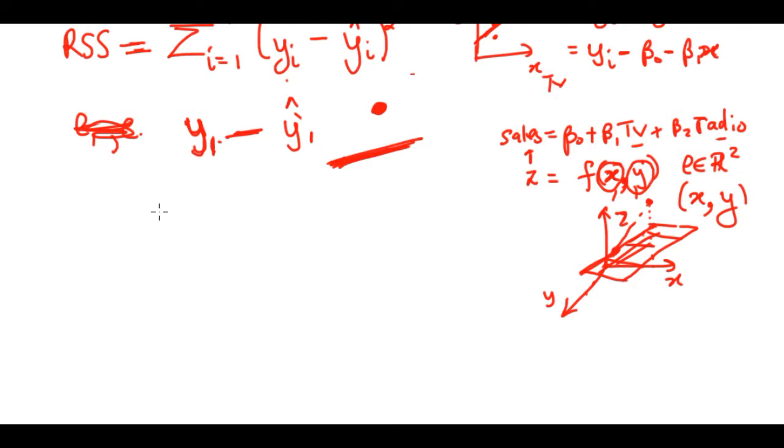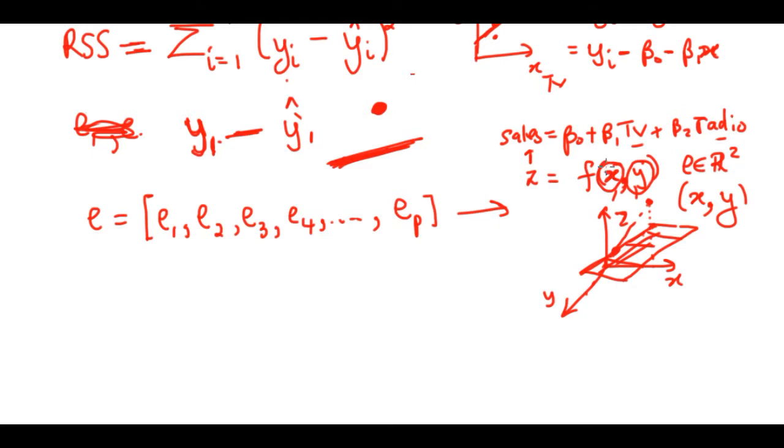We're going to say our E is going to be composed of the error in the first direction, the error in the second direction, error in the third direction, error in the fourth direction, all the way up to error in the p direction. Just like here, where our p was 2, so our error was composed of two dimensions, the one in the x and the one in the y direction. That's the same thing here. So our E becomes a vector like that.